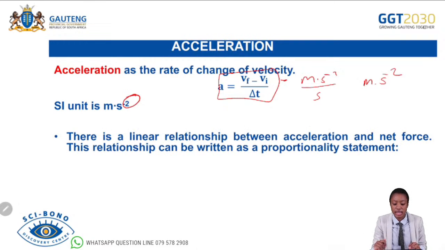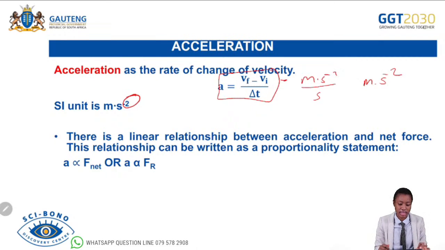So there is a linear relationship between acceleration and net force. We saw this in Newton's second law of motion, where we said that the relationship is proportional, meaning that if you increase your net force, you increase acceleration by the same factor. So this relationship can be written as a proportionality statement. The statement says that acceleration is directly proportional to the net force. Or you can literally say that the acceleration is directly proportional to the resultant force.